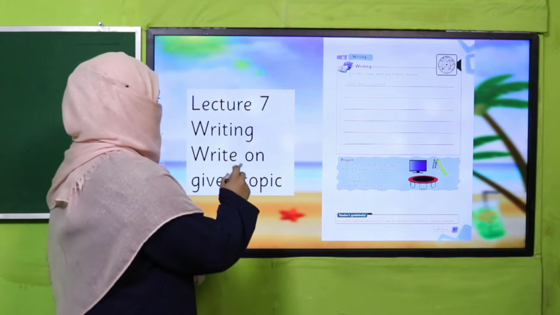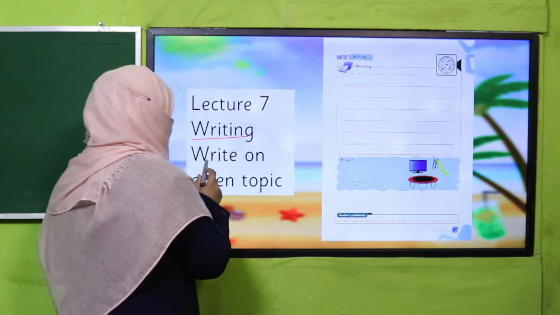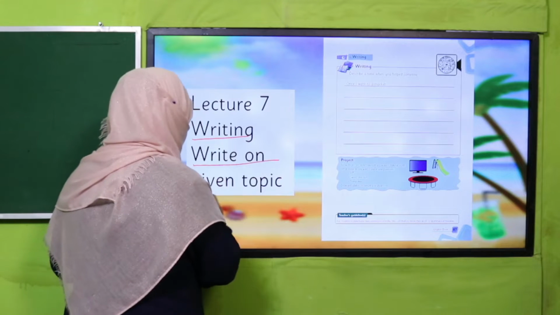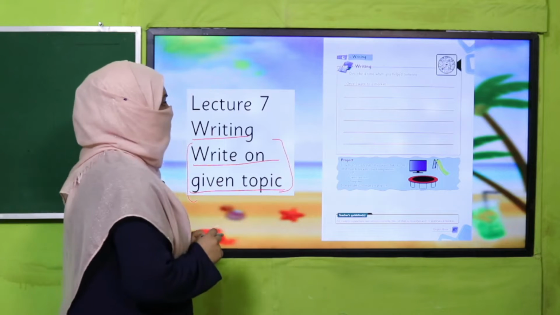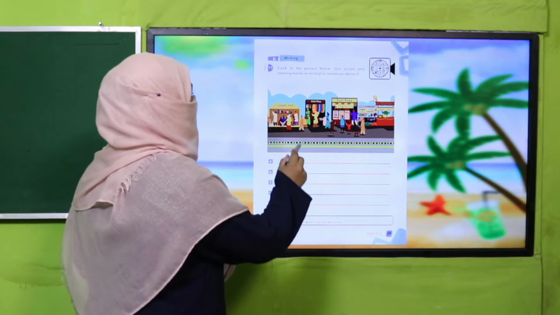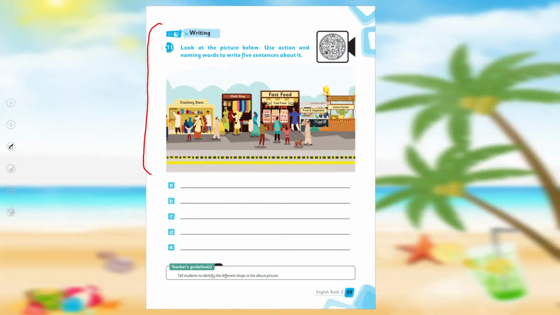Yes, my dear students, today under the title of writing, we are going to write on a given topic. So we learn how to write on a given topic. Before this, we have already practiced how to write on our own by looking at a picture, by using our vocabulary. So I hope you remember how to complete this task.